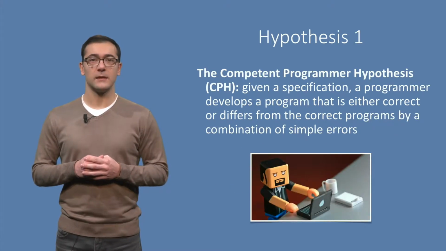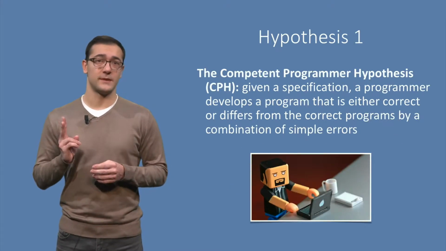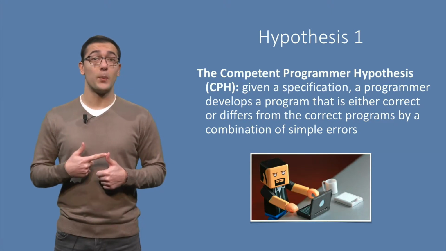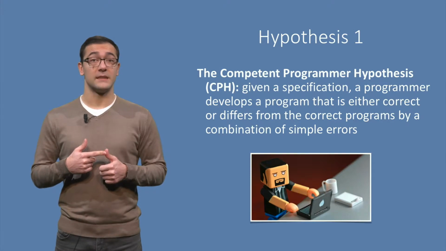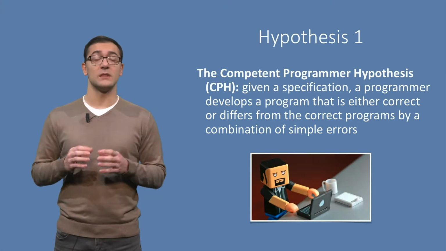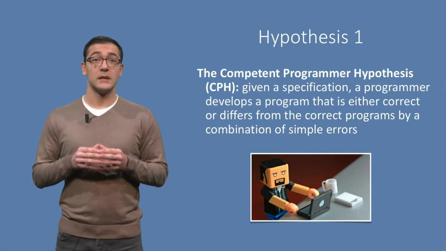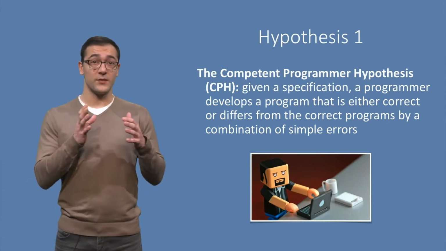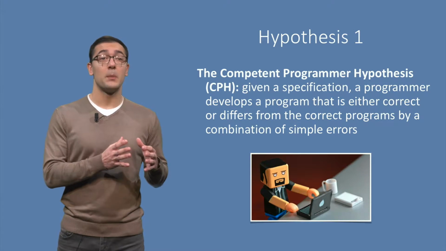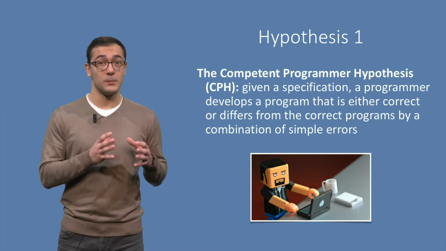Mutation testing is based on two hypotheses. The first is the competent programmer hypothesis, which states that, given a specification, a competent developer develops a program that is either correct or different from the correct program by a combination of simple errors.